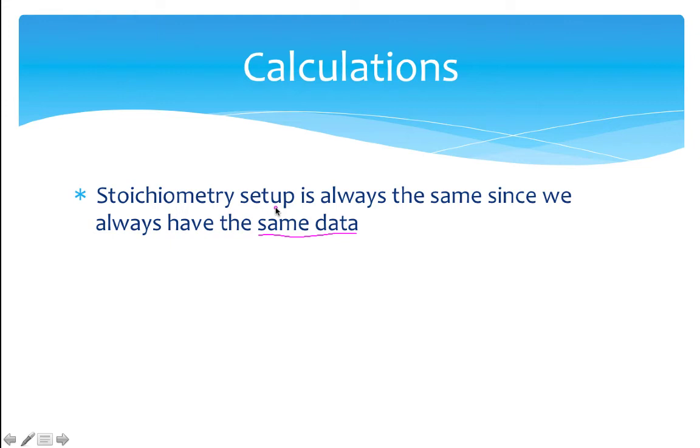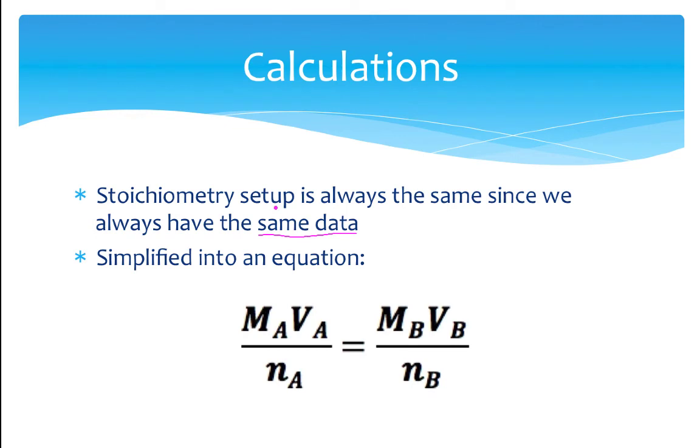If the setup is exactly the same every single time, why go through the trouble of setting up a stoichiometry calculation when we can instead simplify the entire process into an equation? And that's exactly what we can do here. Capital M sub A is going to be the molarity. Capital V is going to be the volume. And this volume has to be in liters.